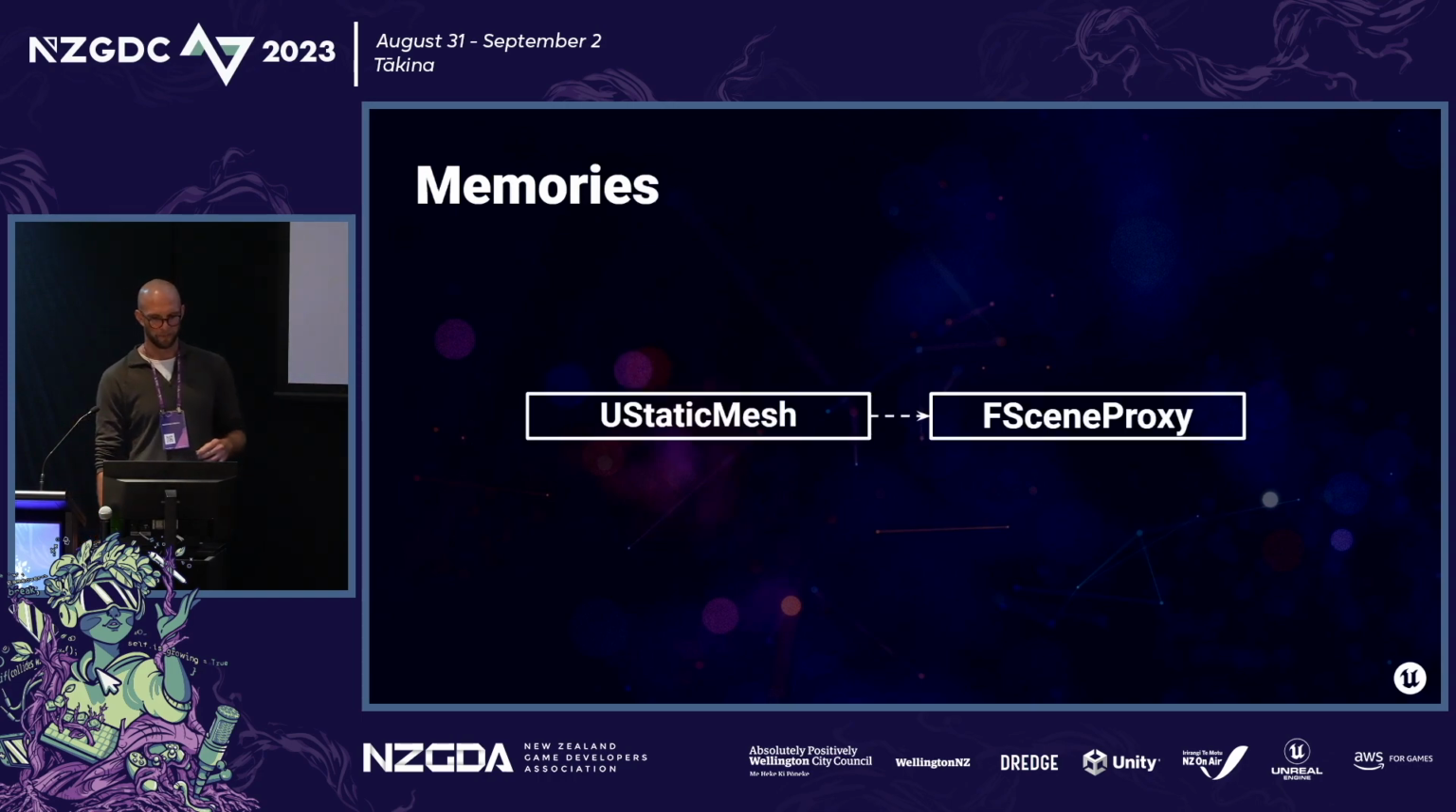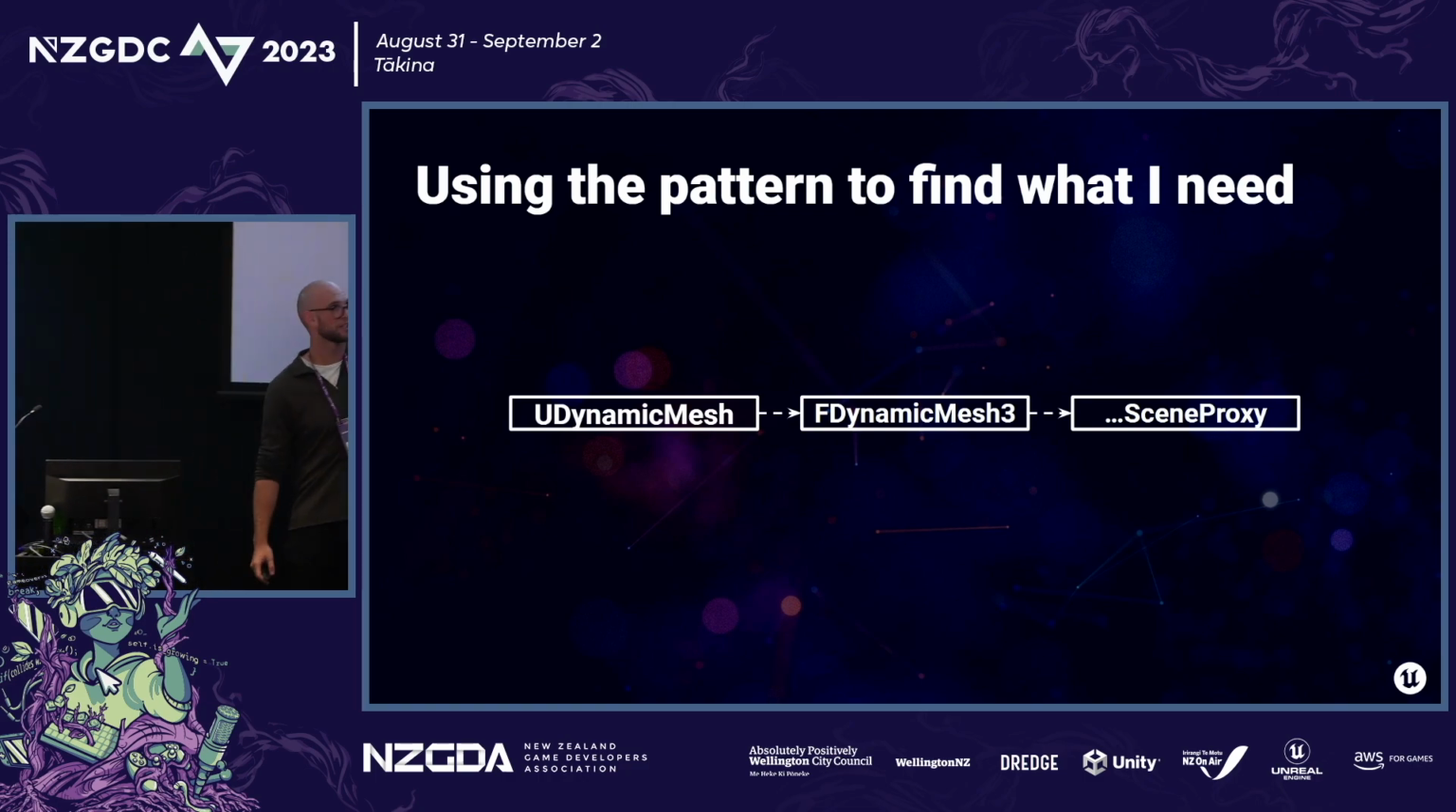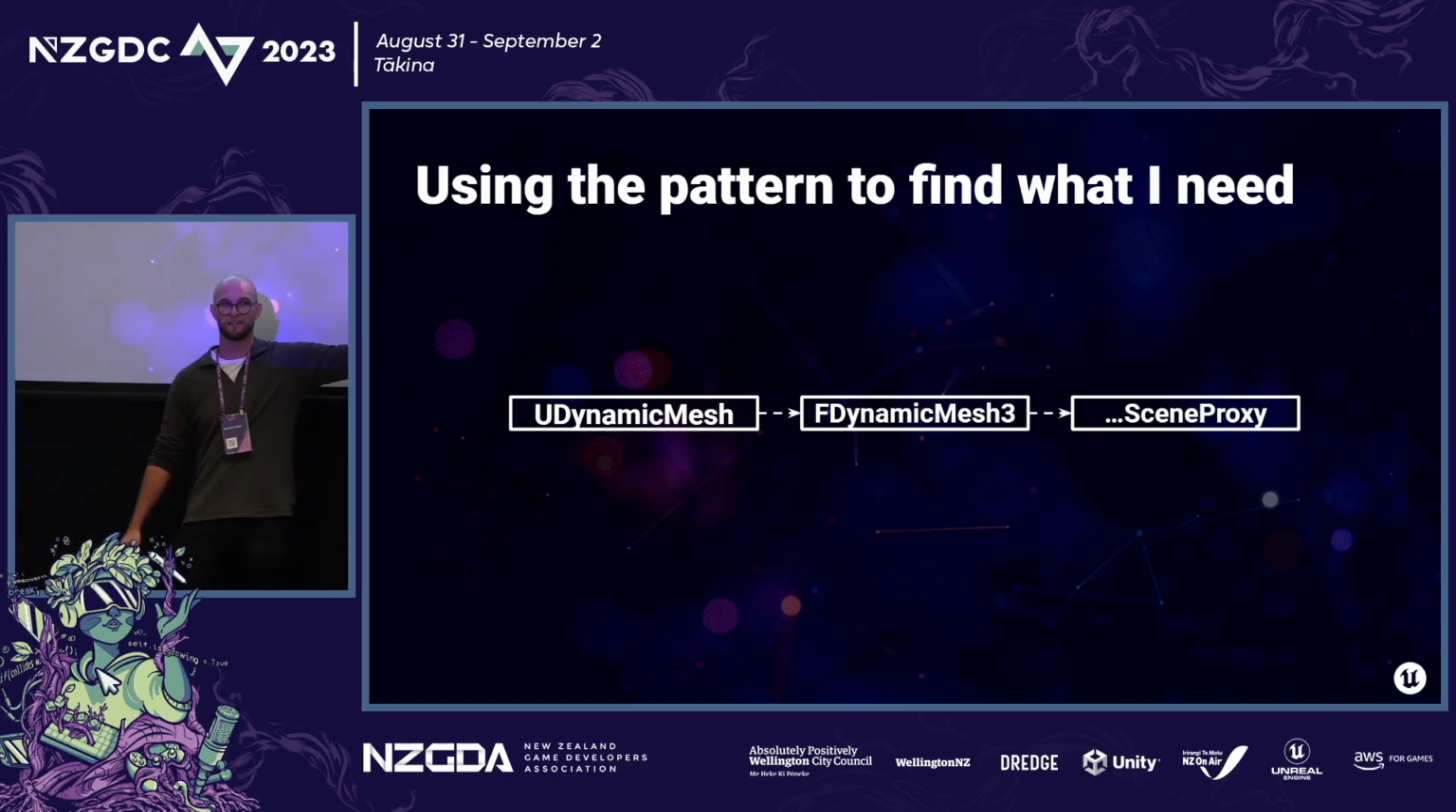So I thought to myself, cool, let's go through the process. Static mesh component has an FScene proxy where I know it does the vertex attribute updating. I'm pretty sure dynamic mesh has the same thing. So I looked into dynamic mesh, found that they have an internal data structure, DynamicMesh3, that then gets passed up to a scene proxy and updates all its stuff.